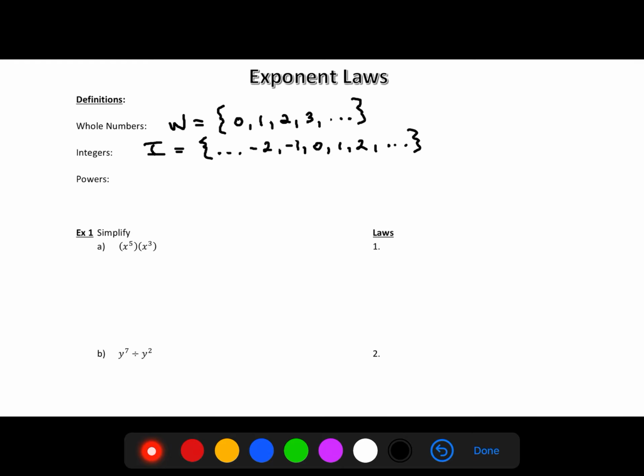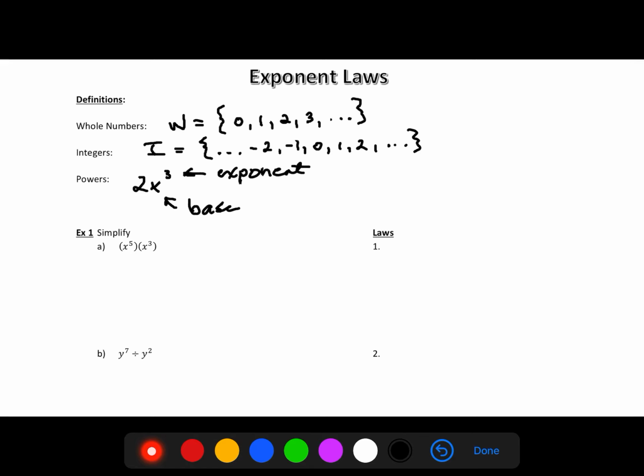We also need to know our definition of our powers. So if we have 2x to the power of 3, or to the exponent 3, we have our base, and our base is what the exponent is actually on. So we have a base of x here. We have our exponent is the actual number on our base. So that just means that there are 3 x's all multiplied together.